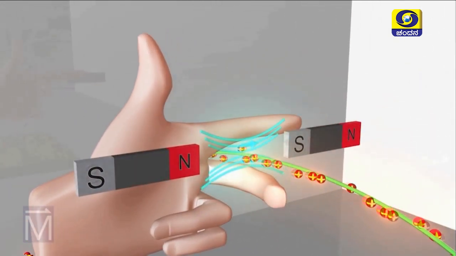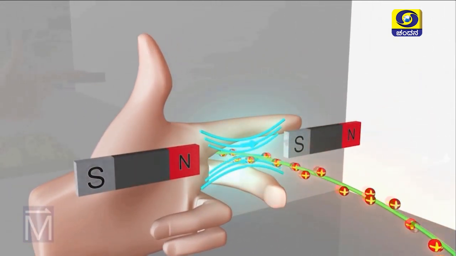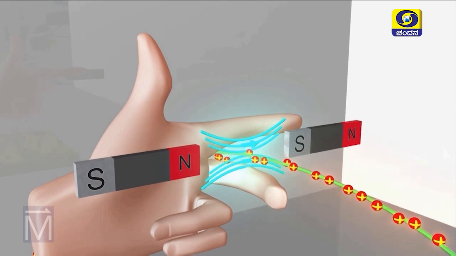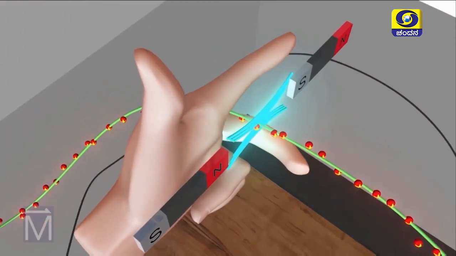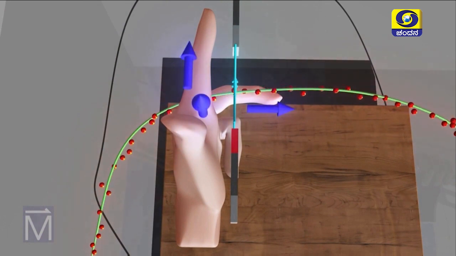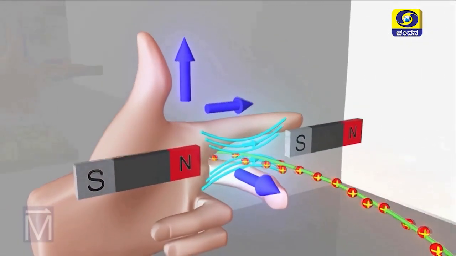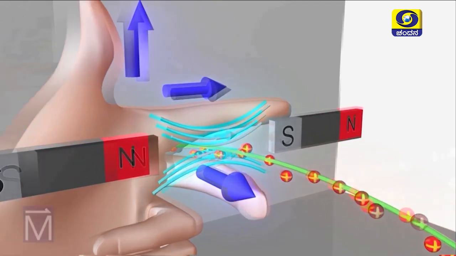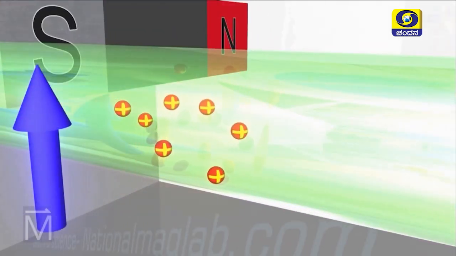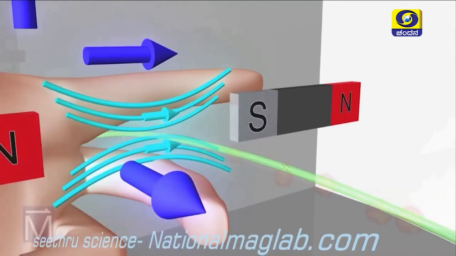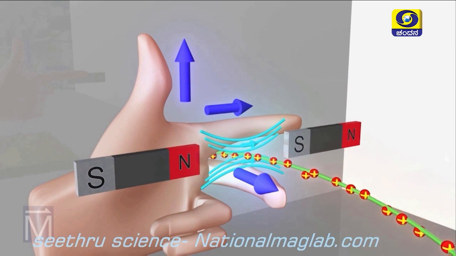Let us stretch the middle finger, forefinger and the thumb of our left hand mutually perpendicular to each other, in such a way that the forefinger shows the direction of magnetic field. It is showing from north to south. The middle finger is showing the direction of flow of electric current. Then the thumb shows the direction of mechanical force or the motion of conductor. So a positive charge which is moving in the direction of the middle finger will experience a mechanical force upwards, that is, in the direction of the thumb.